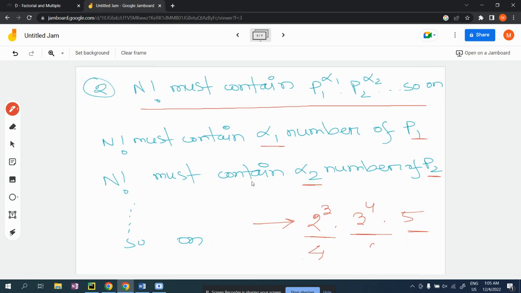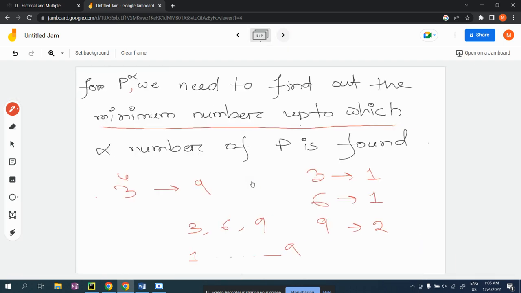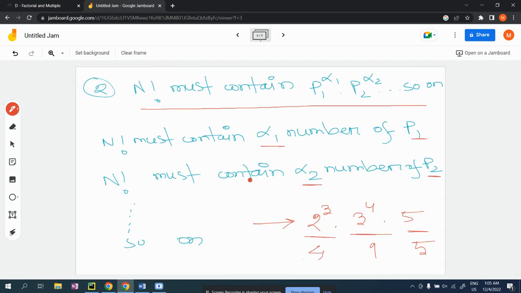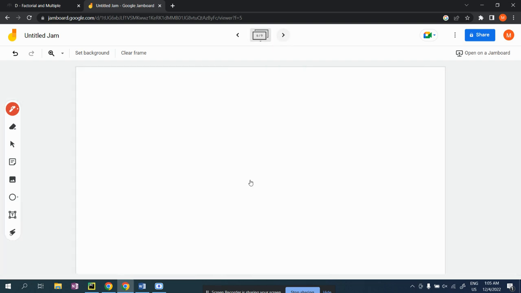So we can see that 9. For 5 we will find out that that will be 5, right? So we can say that if n factorial wants to contain 2 to the power 3, it should contain 2 and 4. But if we can say that it contains 4, that is enough, because containing 4 will automatically include 3, right? So same goes for 3 to the power 4 and 5.